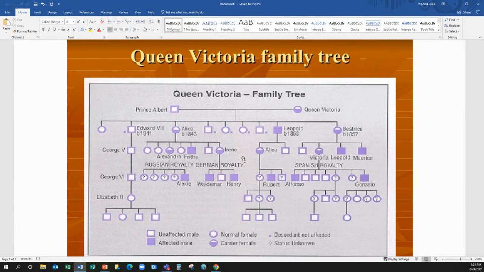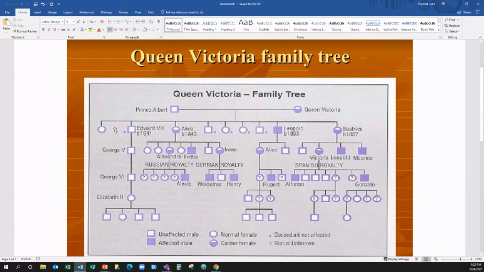Hemophilia is located, or the defective gene is located, on the X chromosome. Women do not typically seem to be affected because we have two X chromosomes. However, men have an X chromosome and a Y chromosome, and therefore, if they get a defective X chromosome, they will have hemophilia, which is why Queen Victoria did not have hemophilia, but she spread it to all of Europe, right? So affected male is solid purple, unaffected is the white box. Queen Victoria is a carrier. She has the defective gene, but she doesn't have hemophilia. So she passes it on.